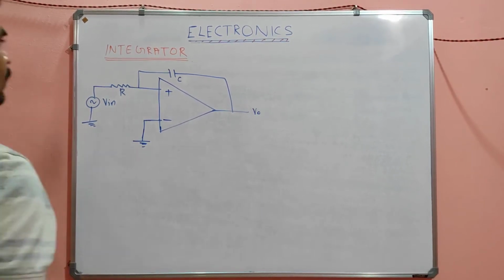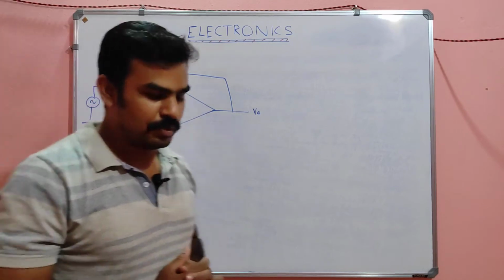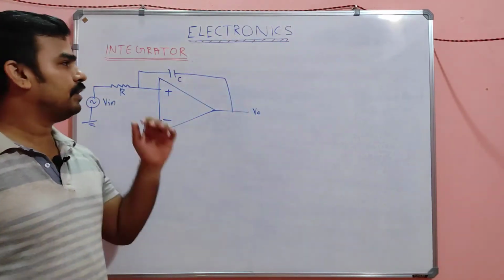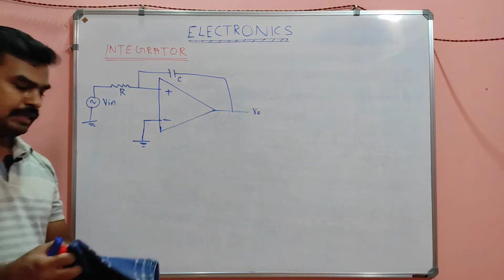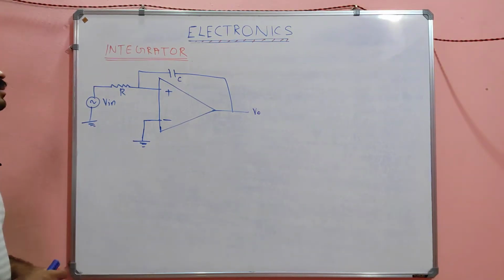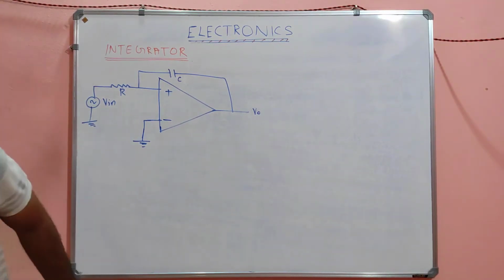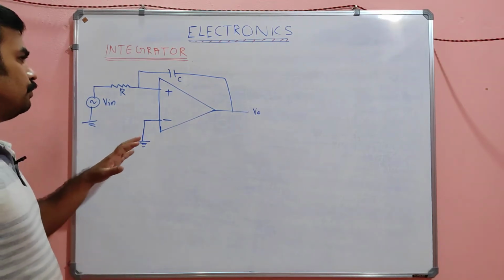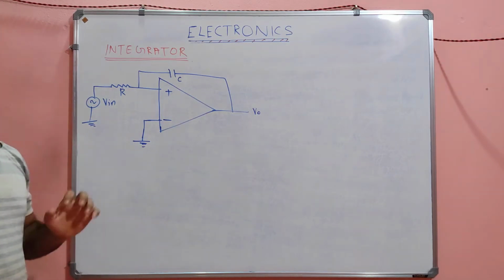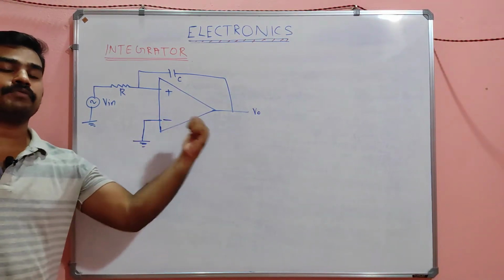Hello my dears. So today we are going to discuss integrators. Integrator using op-amp. This is a basic circuit diagram of an integrator using op-amp. An integrator is nothing but the circuit which produces an output voltage which is the integral of the input voltage.